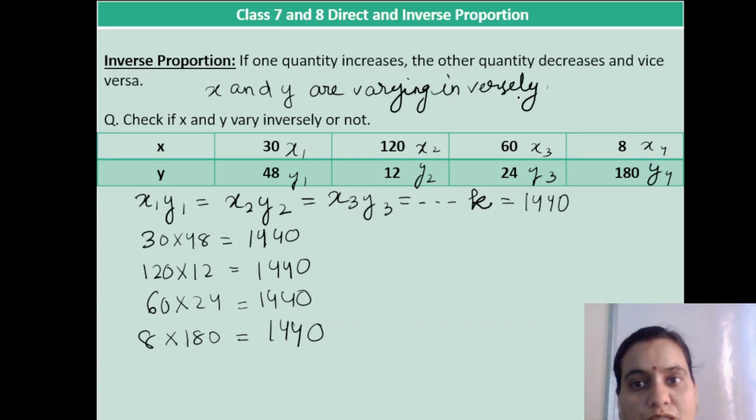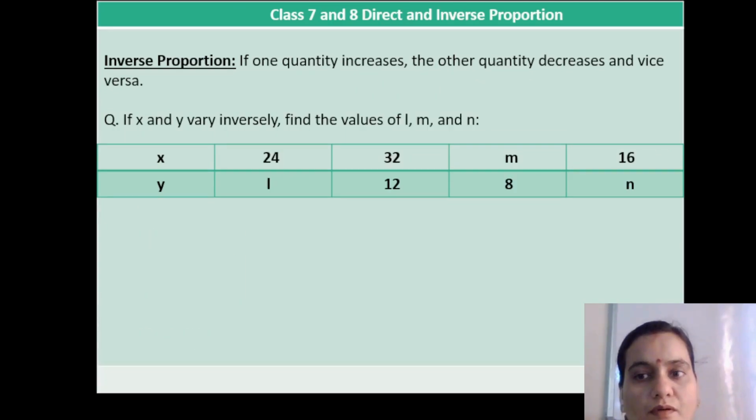Now let's solve some more questions. Here the question says, if x and y vary inversely, find the value of L, M and N. Again we can use the values x2 and y2 that are given to us. We can find their product first. So 32 into 12, what will it be?